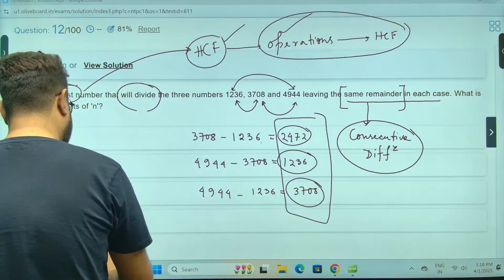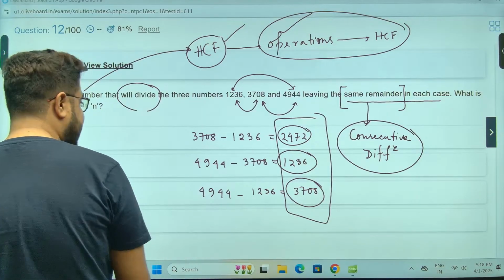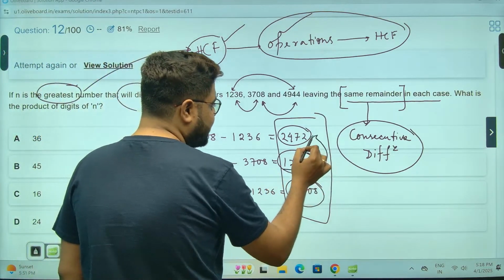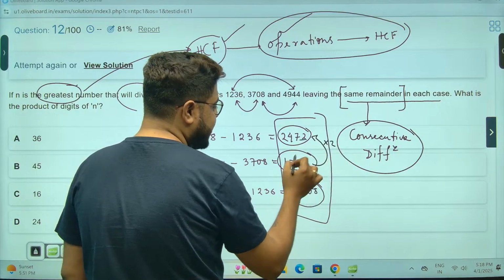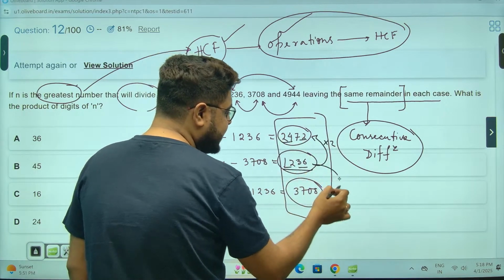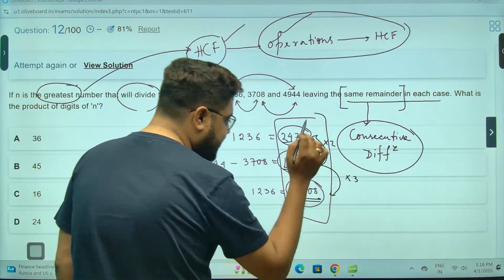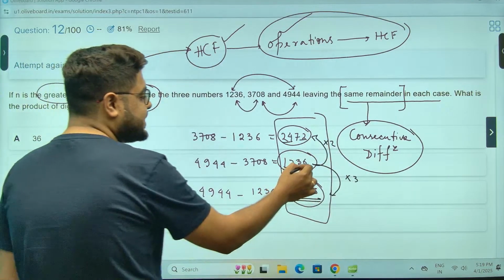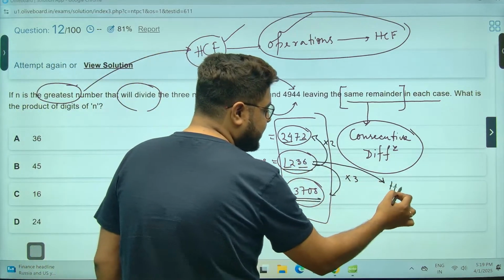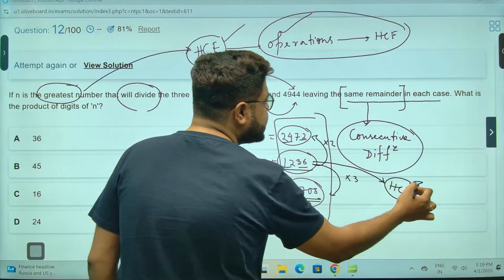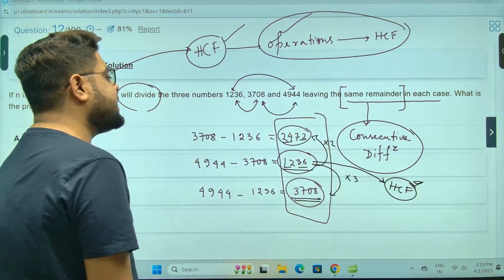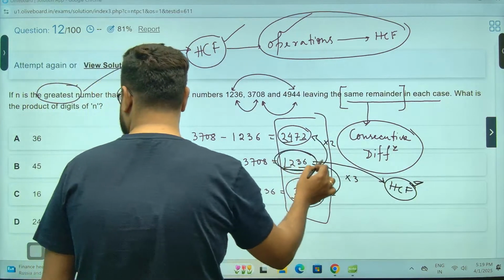You see, all are multiples actually. All are multiples. This into 2 is this. You see, 36 2s are 72, 12 2s are 24. And sir, 36 3s are 108. If you can remember this, you will get, sir, this is into 3. So HCF is this number only, sir. This number only is your HCF. So the largest number which will do this and this and this is nothing but 1236 itself.